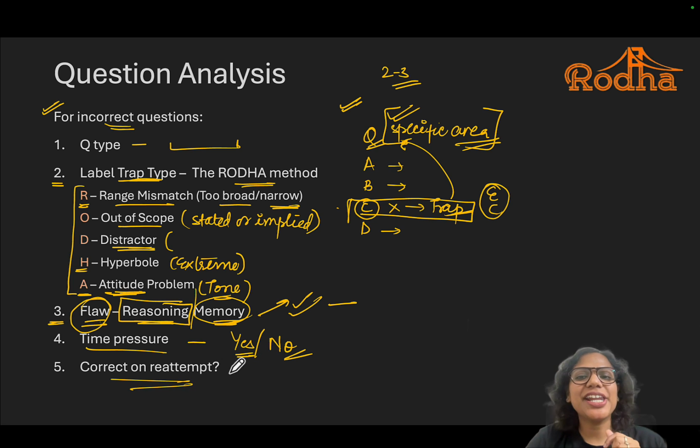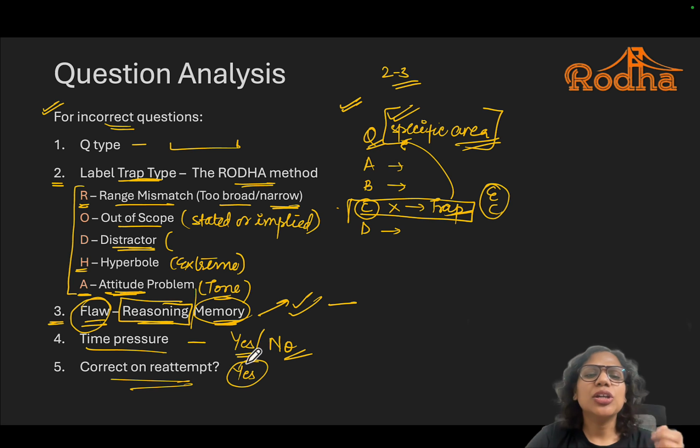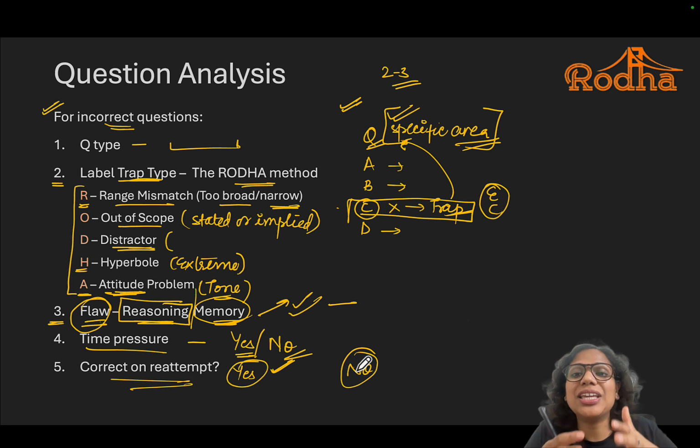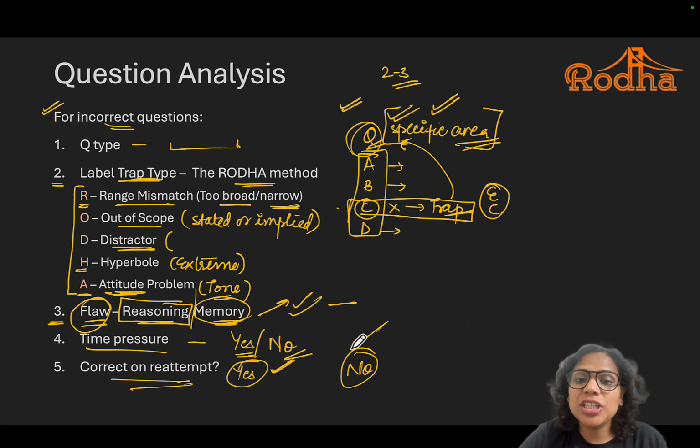And did you get it correct on reattempt? If yes, then this question was in the learning zone for you. You got it incorrect the first time, but later on you understood the logic. If no, that means there could be a genuine comprehension problem as regards that specific area of the passage, the entire passage, this particular question stem, or the options and the logic. So here you need to work more.